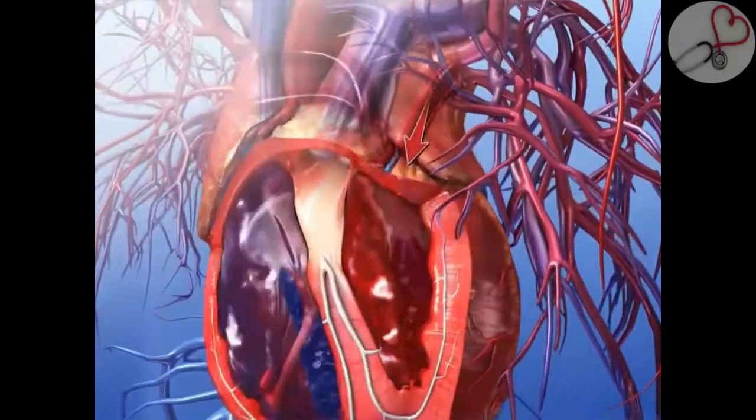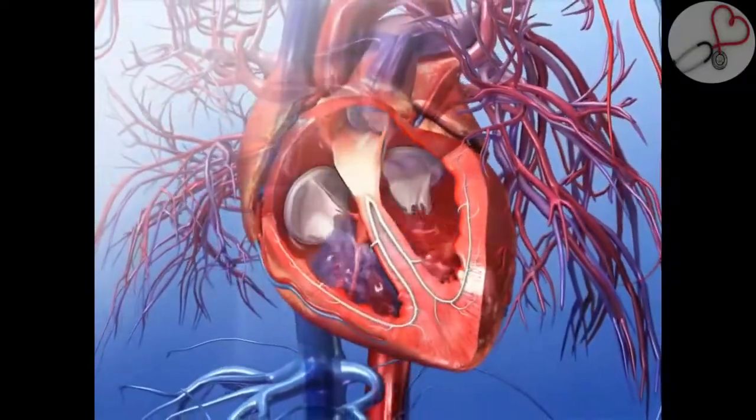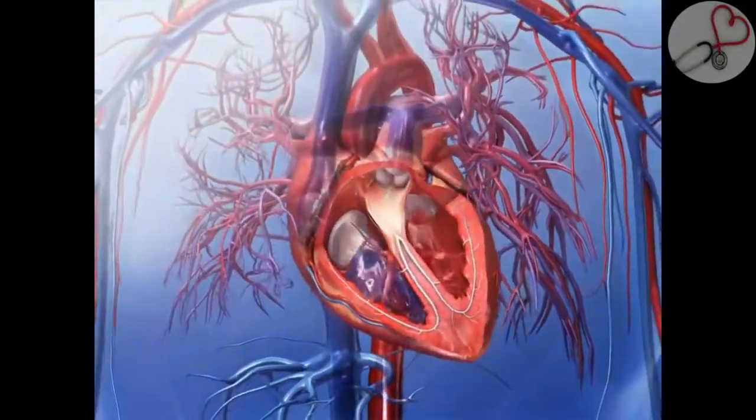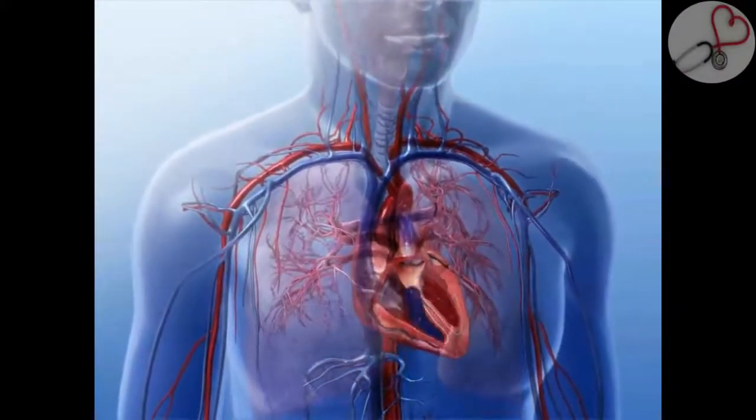Oxygenated blood from the lungs enters the left atrium and empties into the left ventricle. From there, it flows out of the heart into the arteries of systemic circulation to distribute oxygen throughout the body.